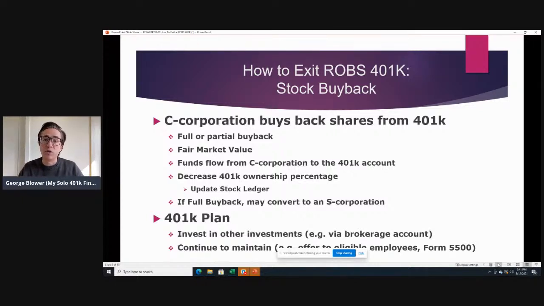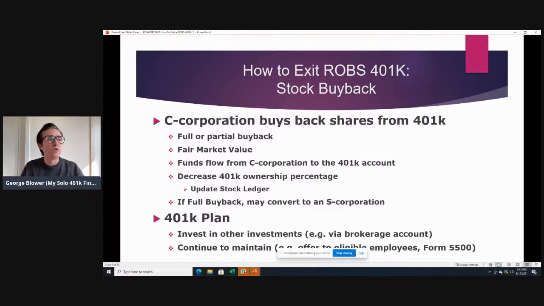So initially, to recap, you roll over money from your existing retirement account into the 401k, and then you buy stock in the company, right? So the money transfers from the 401k to the corporate account. The corporation issues stock back to the 401k.